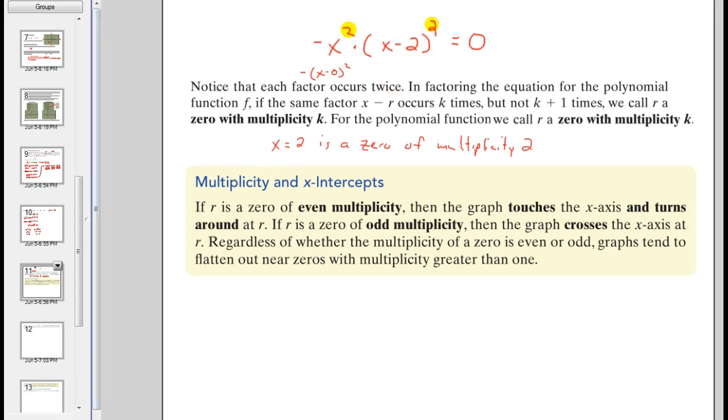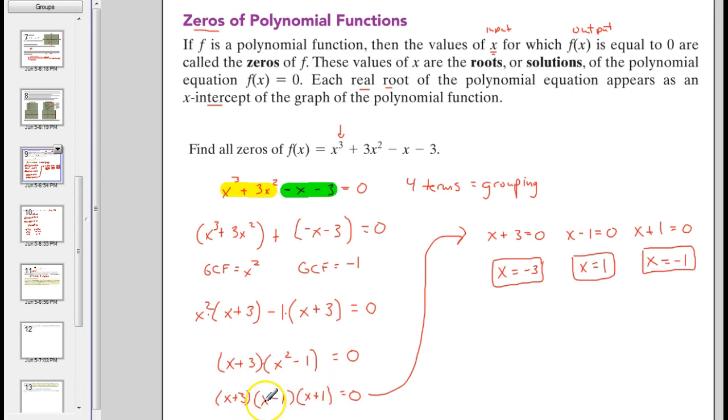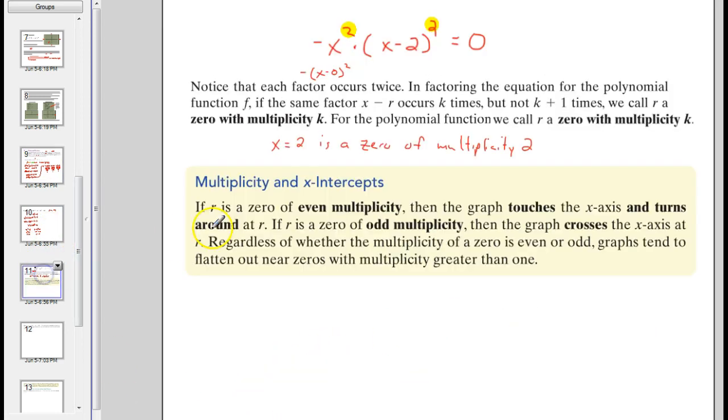Alright, the previous example we did, when we got to the factored form, everything was raised to the first power. So x plus 3 to the first had a 0 of x minus 3. That would be multiplicity 1. So all 3 of these zeros had multiplicity 1, because they're all being raised to the first power. But the one that we did here, these were being raised to the second power. So the things that make these factored pieces equal to 0, which were 0 and 2, had multiplicity 2.